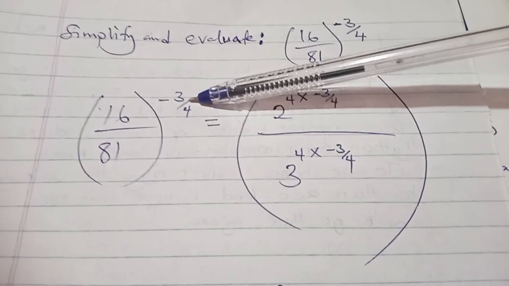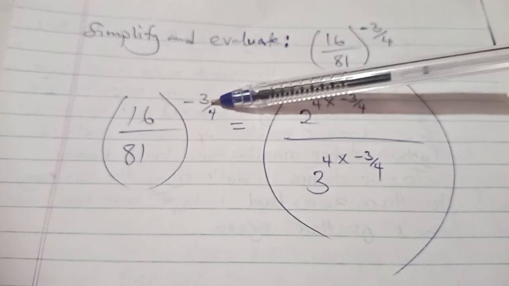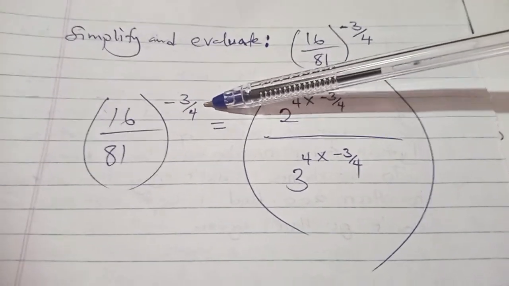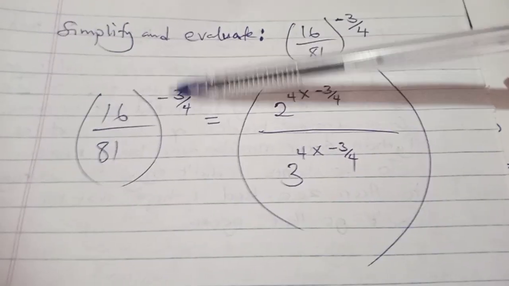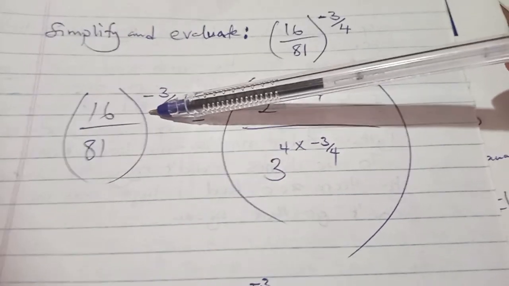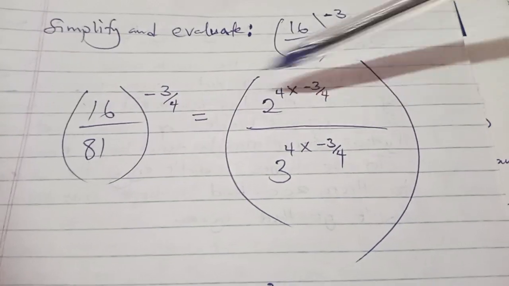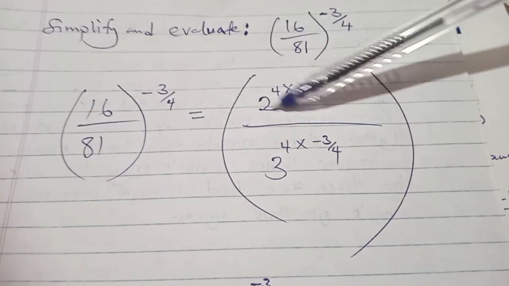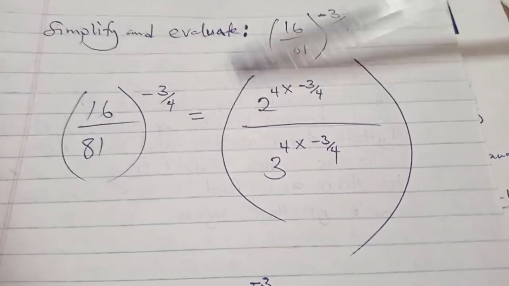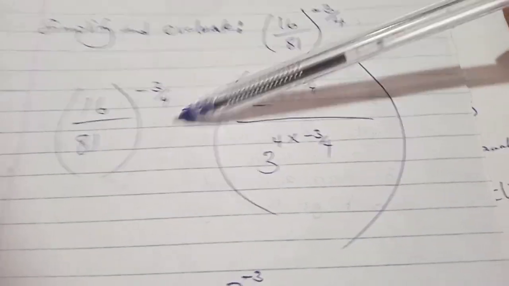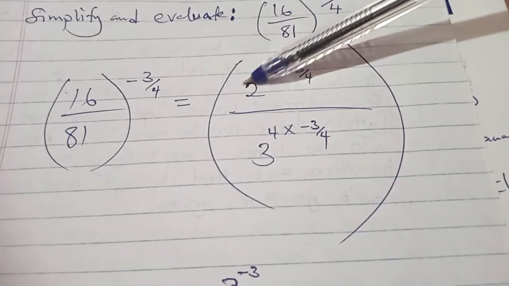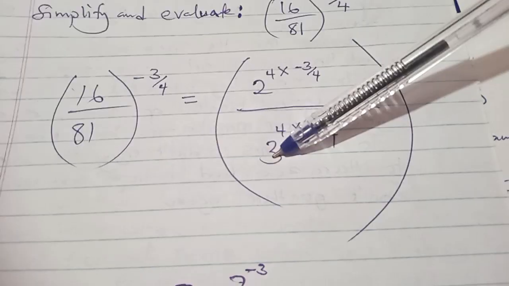Now, when you have a fraction carrying a power and you want to expand it, the power will affect both the numerator and the denominator of the fraction. So it shouldn't only affect the numerator, it should affect both the numerator and denominator. So here, negative 3 over 4 affects both 2 to the power 4 and 3 to the power 4.